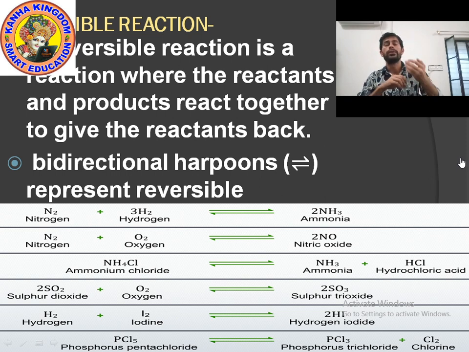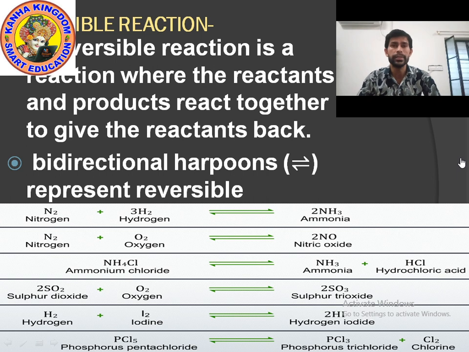So look at the equation, I have used the bidirectional harpoon symbol to represent reversible reaction. All these are reversible reactions. It means ammonia can again be changed into nitrogen and hydrogen. Nitric oxide can again change into nitrogen and oxygen.